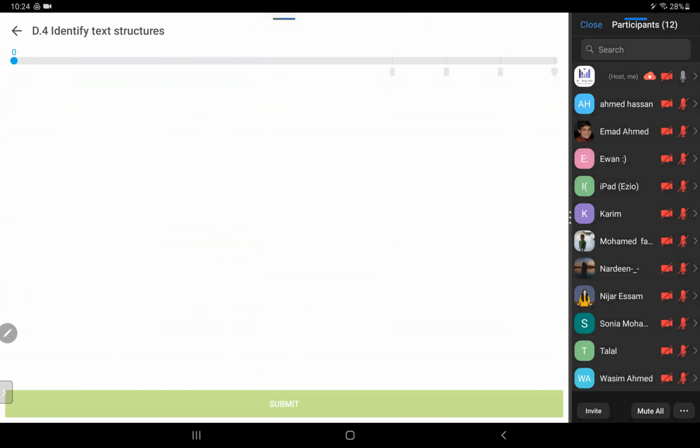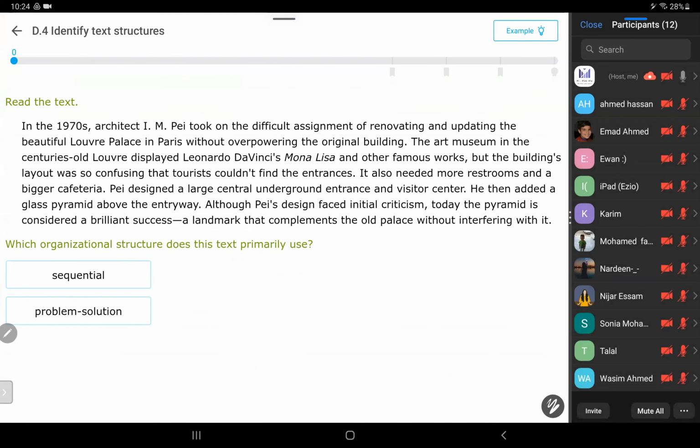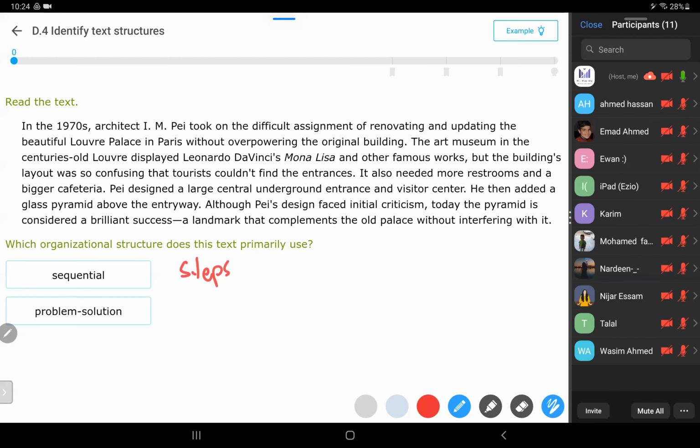So you know the answer, or you don't know, try anyway, no problem. We will read the text together and you will tell me which type of order. I'm going to remind you, sequential order means by steps. Problem and solution, the writer is discussing a problem and then gave a solution at the end. Okay, so let's read together and see who will get the first one correct. Is the organization of the text here sequential or problem and solution?